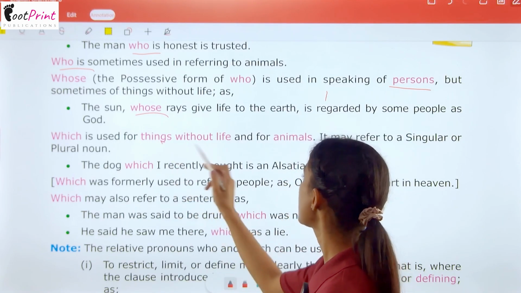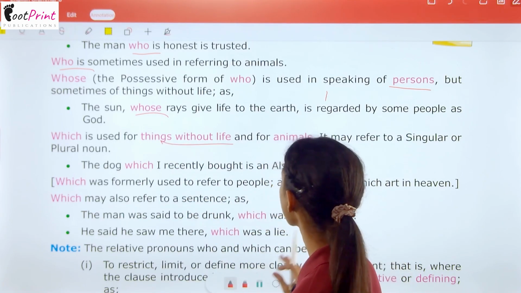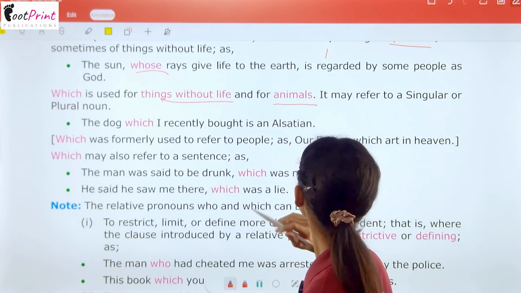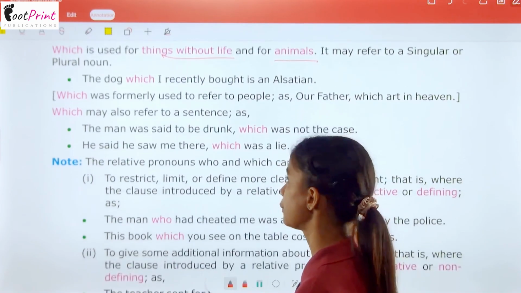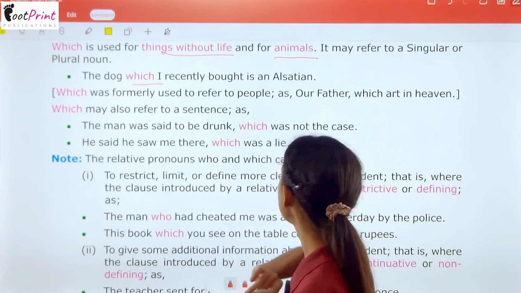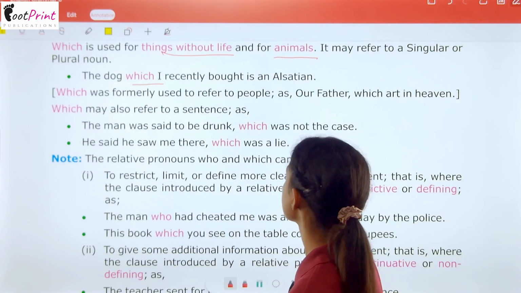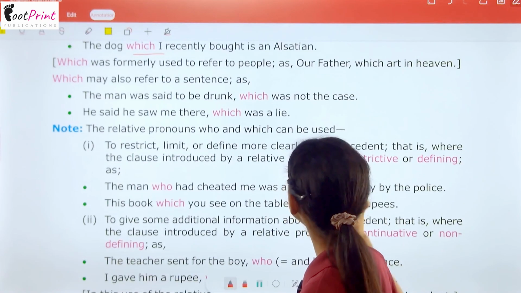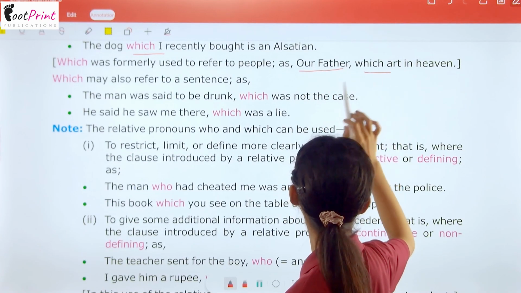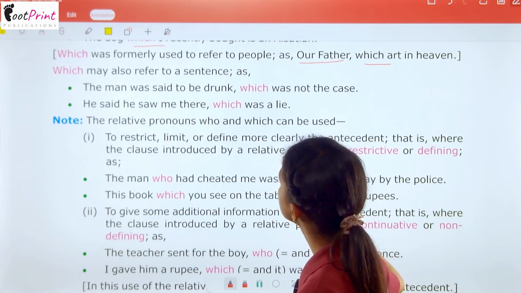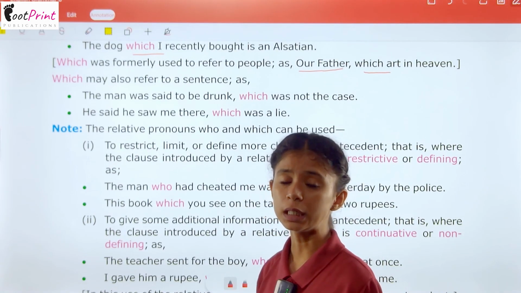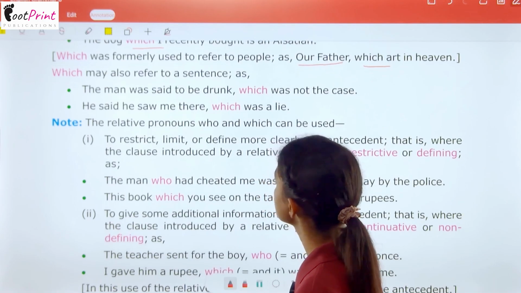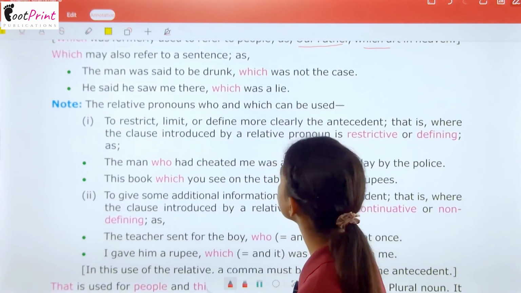Which is used for things without life and for animals. It may refer to a singular or plural noun. The dog which I recently bought is an Alsatian. Which was formerly used to refer to people, as in: Our Father which art in heaven. So, formerly, earlier we used which for people, but now it is not used as it was.